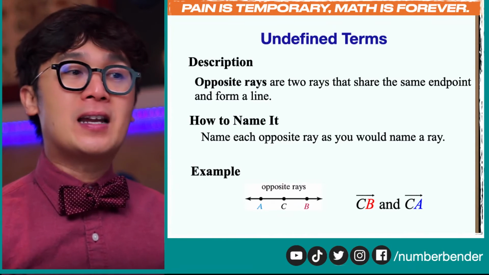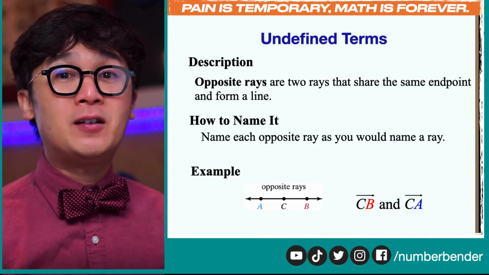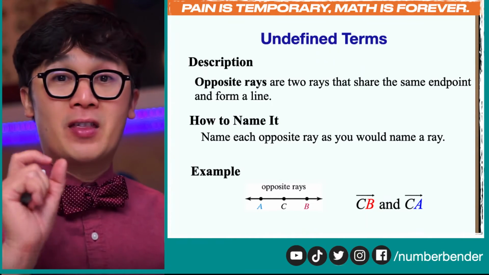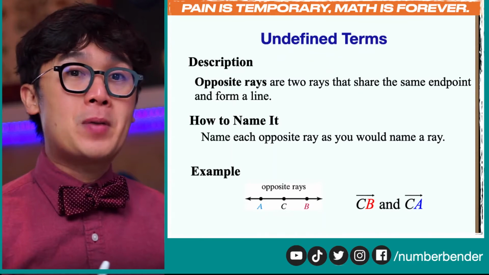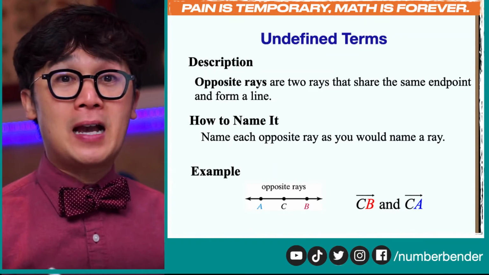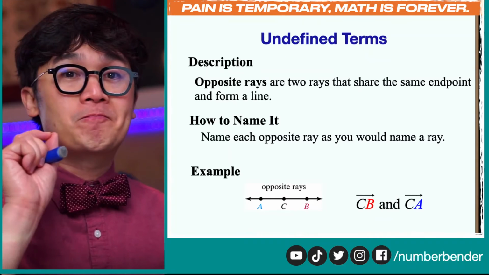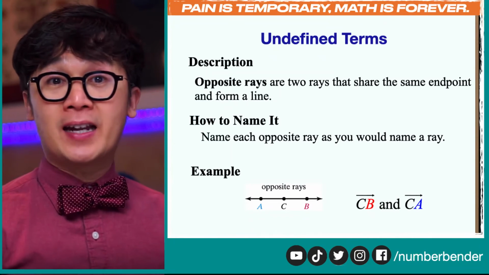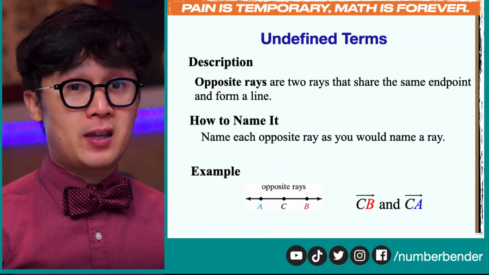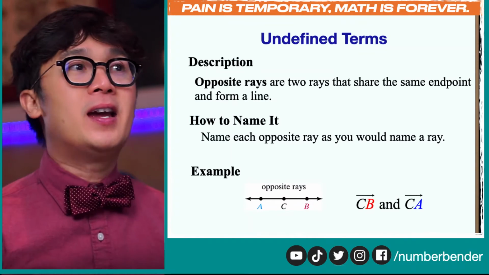So, pwede tayo magsulat as ray CB and ray CA, and the order of those letters are important dahil hindi sila pwede magkabaliktad para mas makita natin at magamit yung tamang ray na ginagamit natin sa isang problem or sa isang theorem. So, yan yung opposite ray na tinatawag.